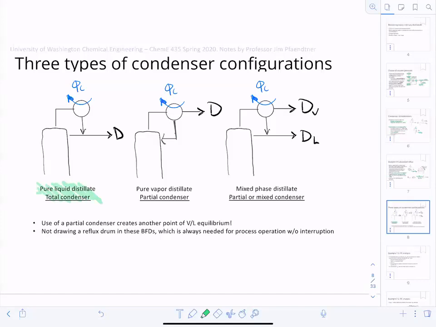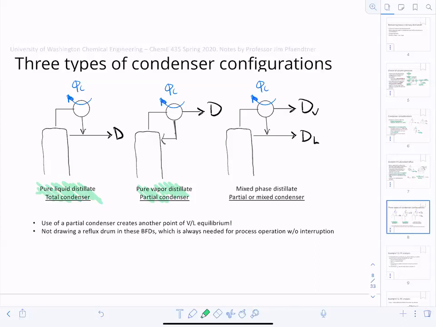Another thing we can do is just have pure vapor distillate. That would look the same from the point of view of a block flow diagram. There's just one stream leaving. We would just label it D because it's distillate. And we would return some liquid reflux to the column. That's always going to happen in distillation. You always have to return liquid reflux or you're not going to be able to have mass transfer, and the whole concept will fail.